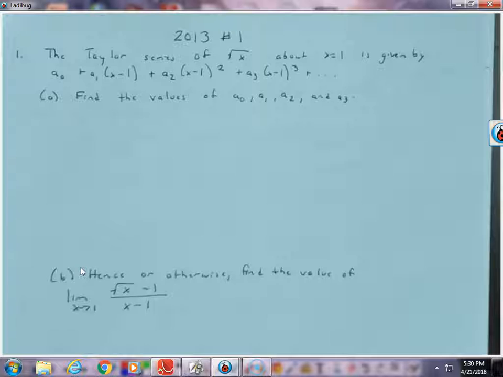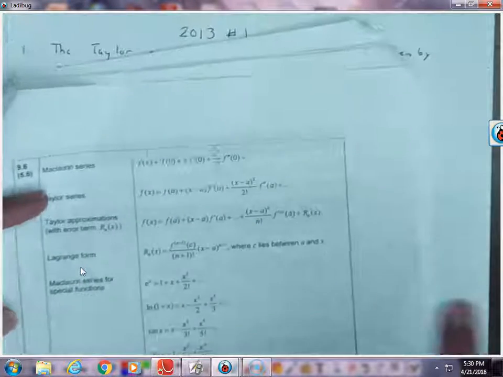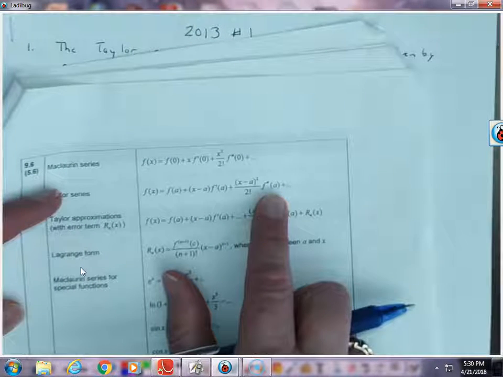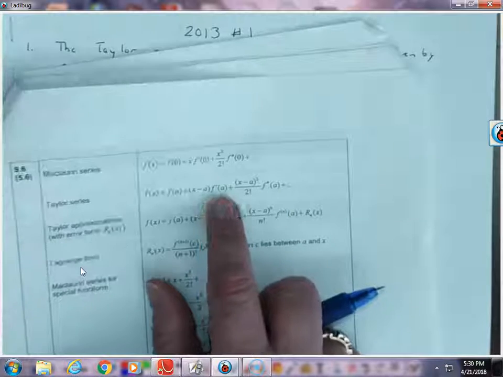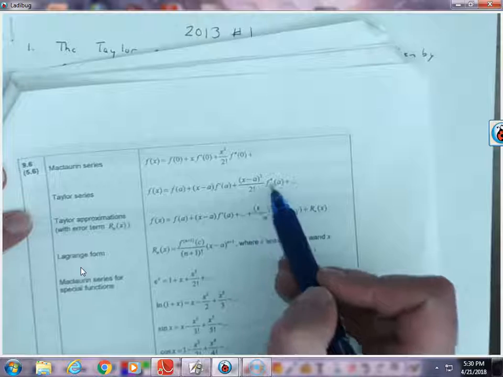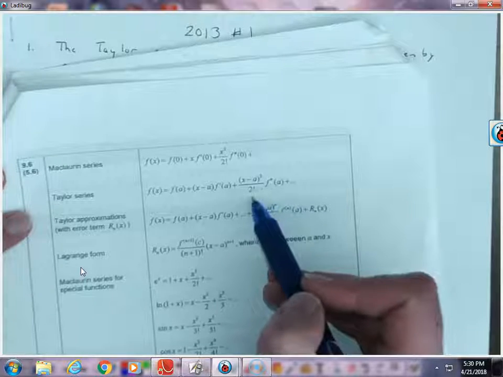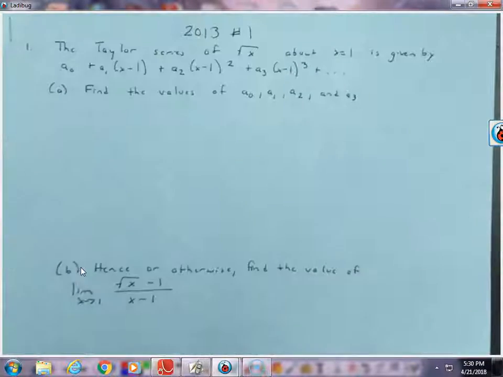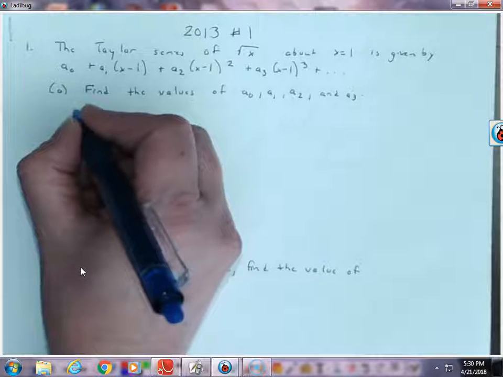So for me, when it's Taylor series, I like to go back and just write down the formula straight from the formula sheet. A lot of people forget that the coefficient is going to involve both the derivative and dividing by a factorial. So to make sure I don't leave that off, I'm going to copy this from the formula sheet.